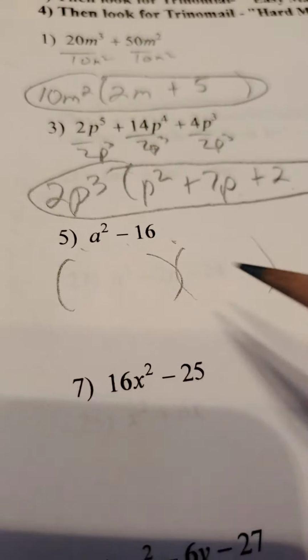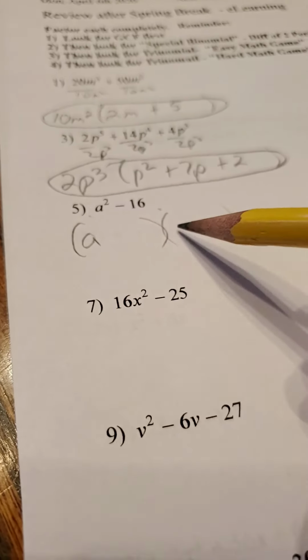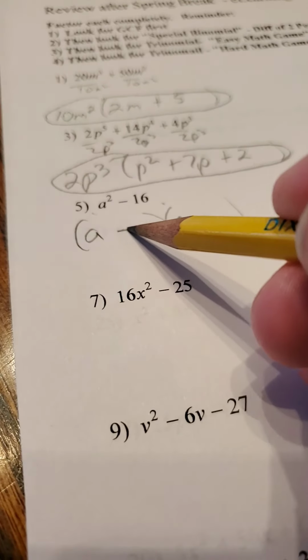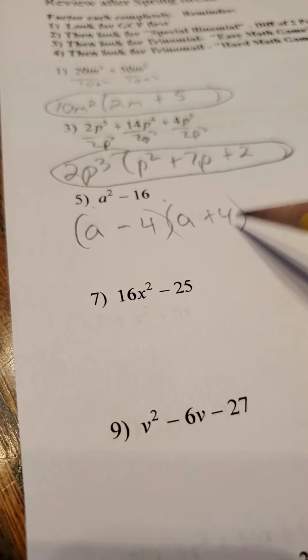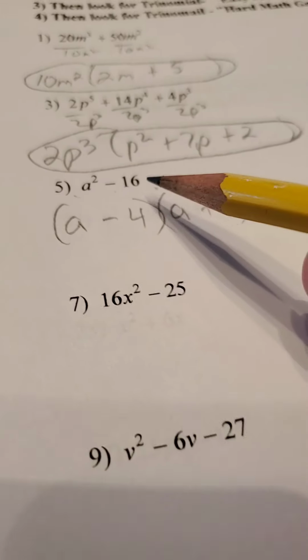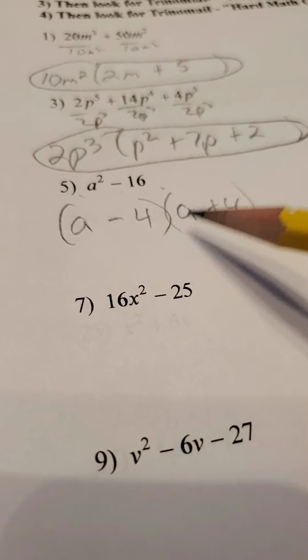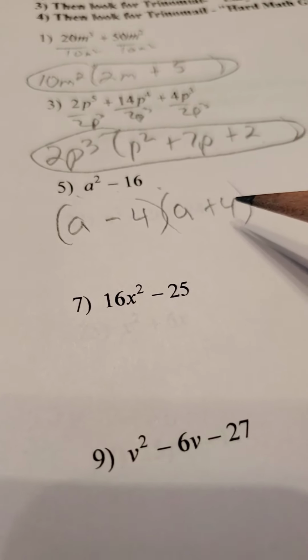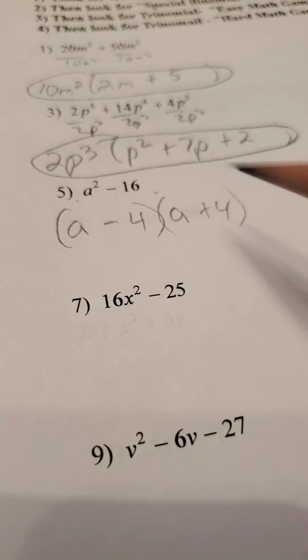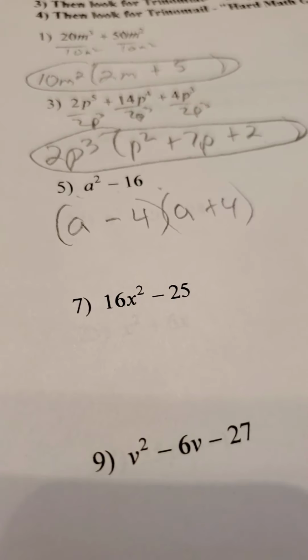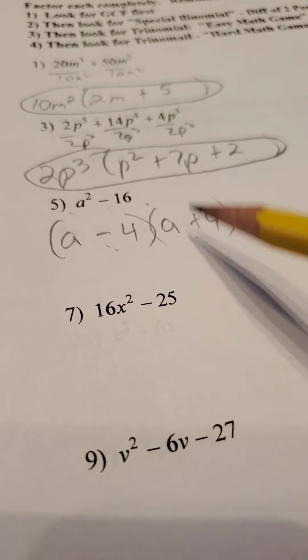The a squared divides into a and a. The 16 divides into 4 and 4. In these problems, it always has to be the square root of 16. It can't just be anything that gets 16, like 2 and 8. It has to be the 4 and the 4, and it has to be an a minus 4 and an a plus 4. Neither one of those factor again, so I'm done.